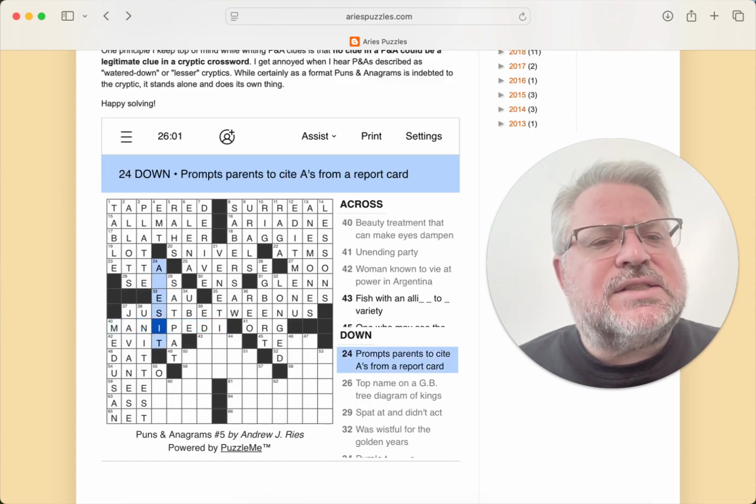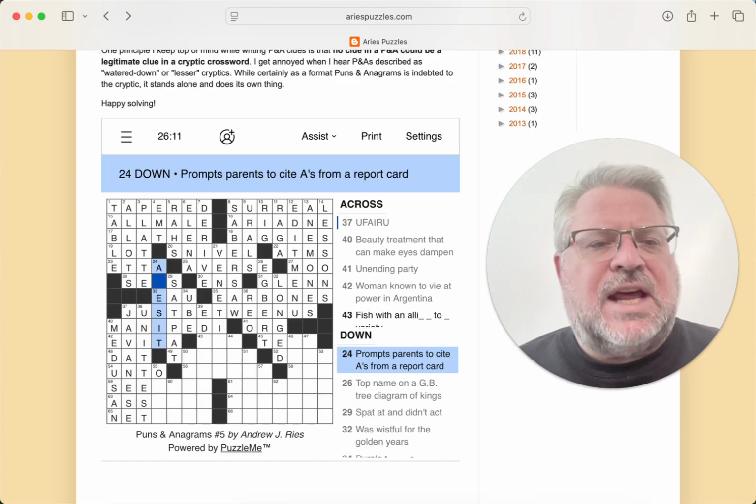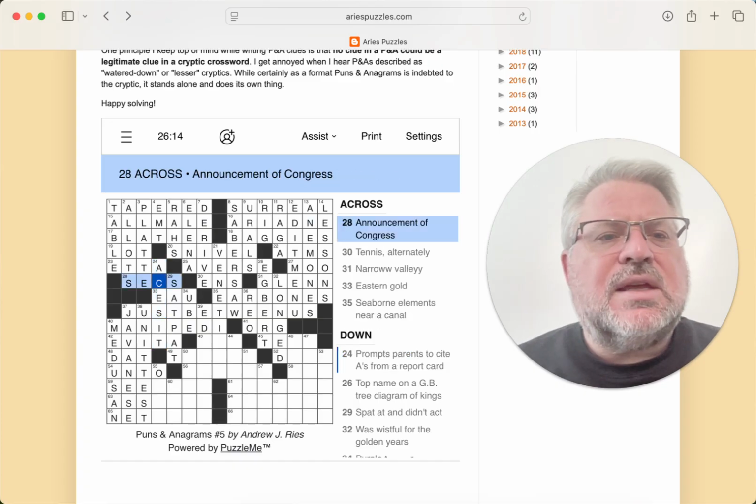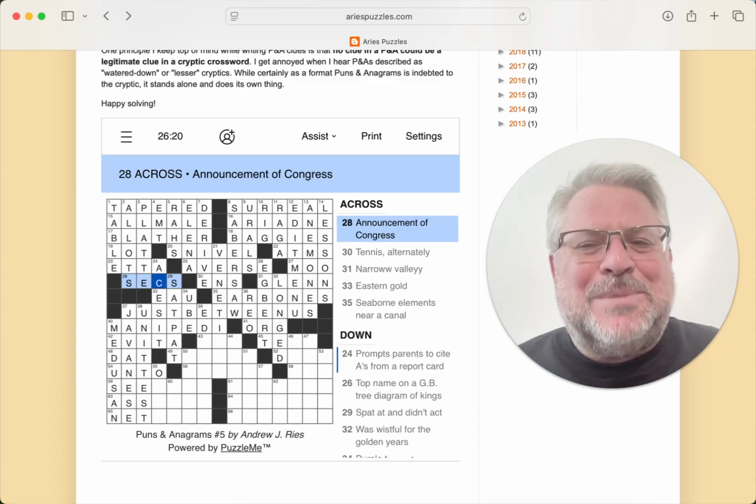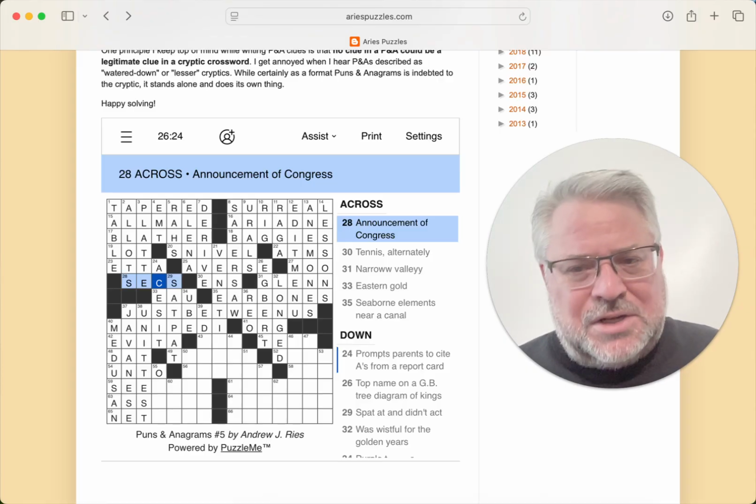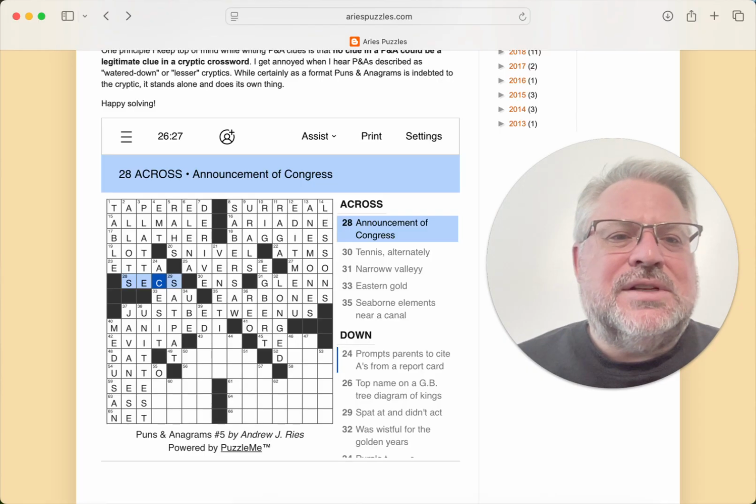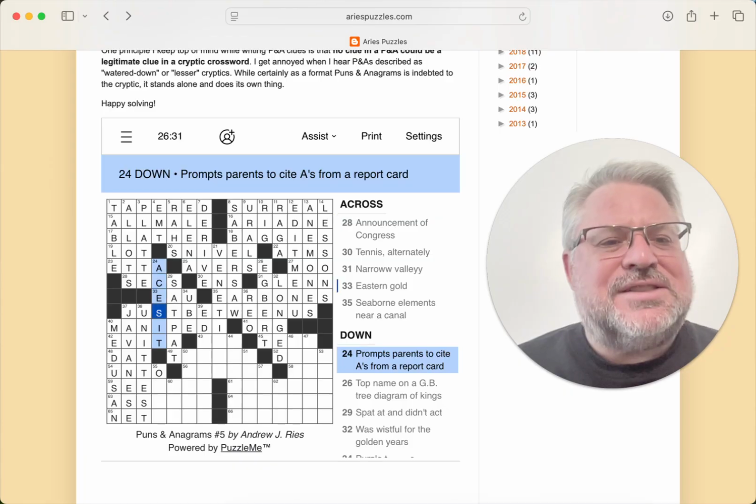So then what is prompt parents to cite A's from a report card? Aces it is an anagram of cite A's. Sex is a synonym for Congress, sexual relations, but an announcement, an auditory homophone of the word sex would be secs, sex. All right, aces it, sex.